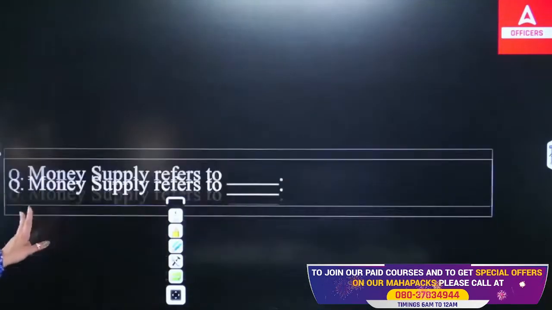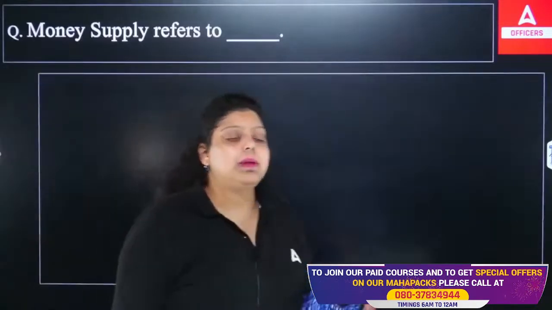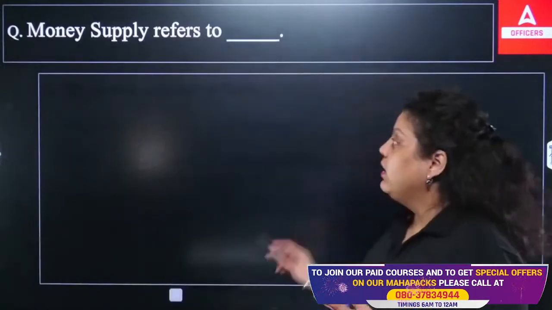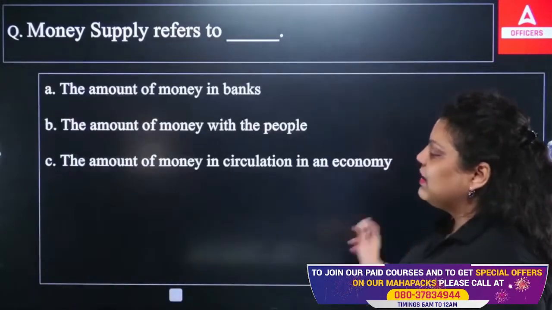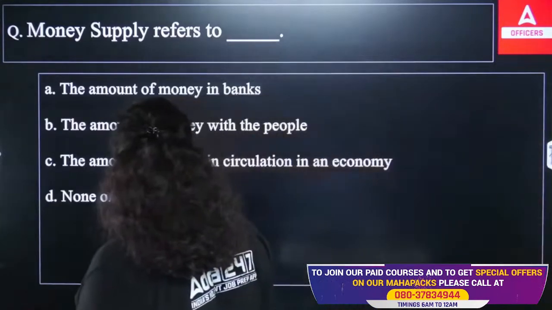Okay. Now, money supply refers to. A lot of time we talk about the money supply. We have just talked about these M1, M2, M3 are the measures of money supply. So what does money supply actually mean? It's the liquidity that is available in the economy. But how to define this?